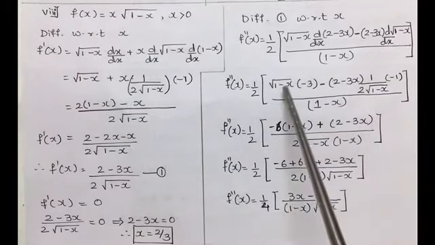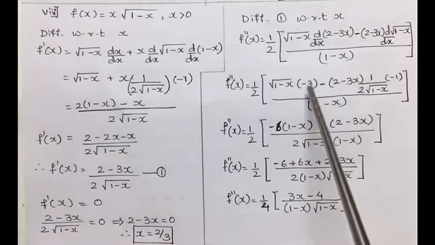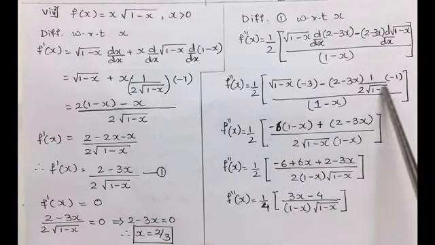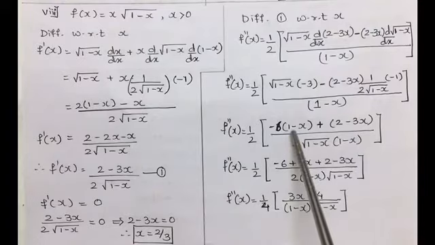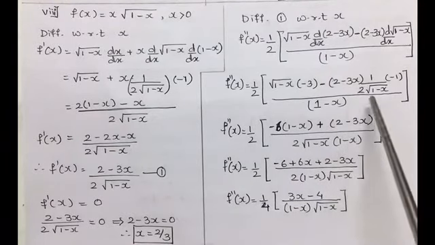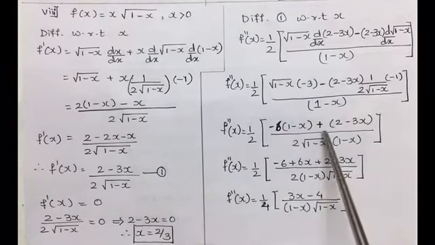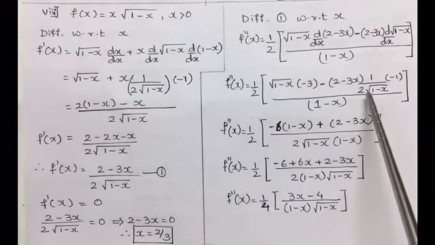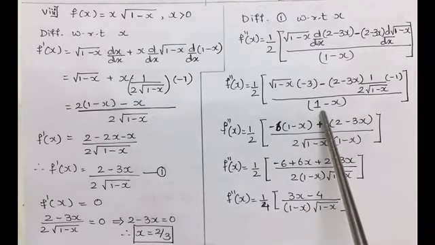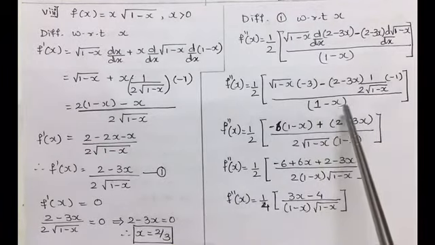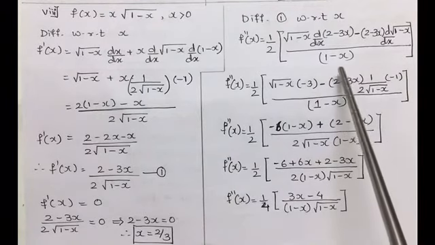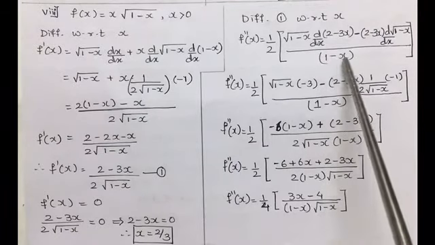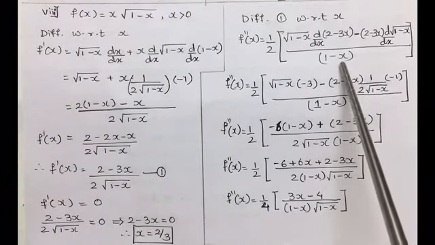Now again taking the LCM, 2 into minus 3 will make it minus 6. Root of 1 minus x into root of 1 minus x makes it 1 minus x, plus, and this minus makes it plus, (2 minus 3x) divided by this 2 root 1 minus x, multiplied by 1 minus x. Because while using the division rule we go for v square, so root of 1 minus x whole square makes it 1 minus x.